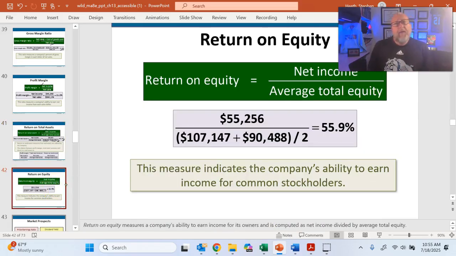Return on equity, same concept, right? It's the net income divided by average total equity. And again, average total equity is a concept that's book value, not market value. And return on equity, therefore, can be misleading in some instances. But nonetheless, it is an interesting calculation.